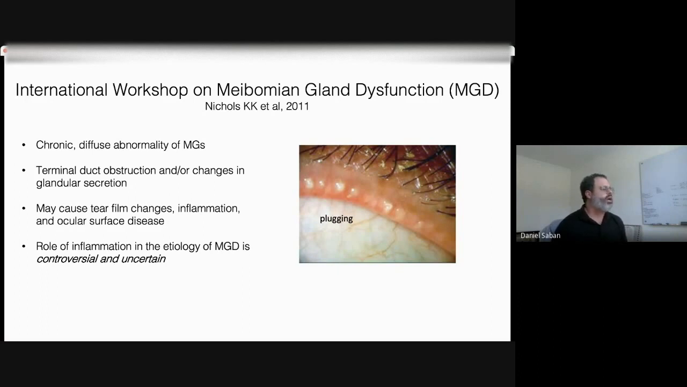And the role of inflammation in the etiology of MGD, as stated in 2011, was controversial and uncertain at the time. So let me mention a couple things.